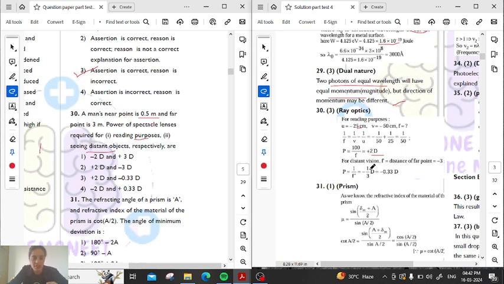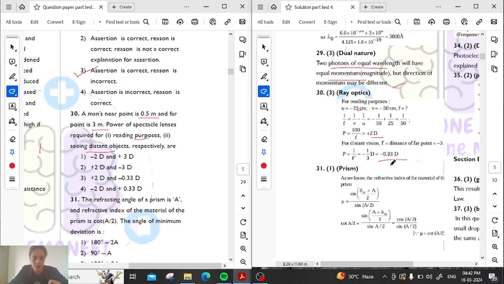And for the distant vision, the distance of the far point is minus 3, which is given. This is far point 3. So power is equal to 1 by F dash, which we have given. So minus 1 by 3 diopter means minus 0.33 diopter. So plus 2 and minus 0.3 diopter are the specs lenses that that particular man needs. And accordingly, this option number 3 is the correct answer.